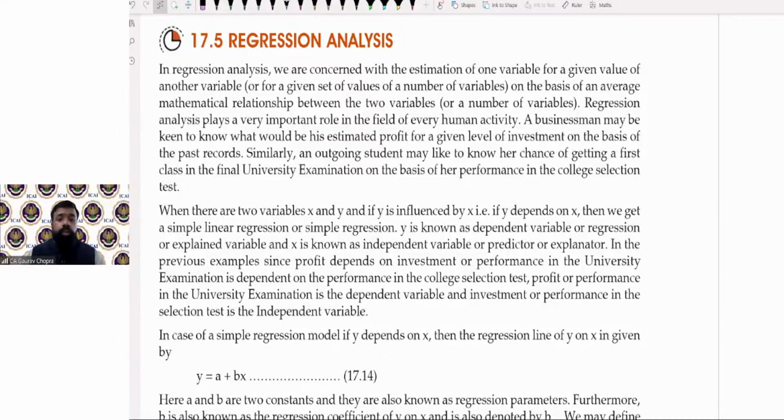Now we are starting with our second last chapter of the statistics portion, and this chapter is regression. The chapter is very small but interesting, a good and scoring chapter. So let us begin. चलिए शुरू करते हैं.